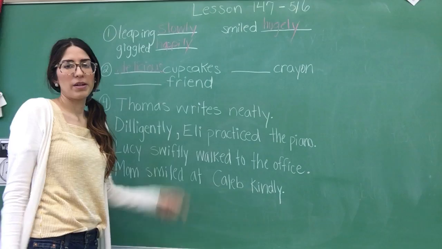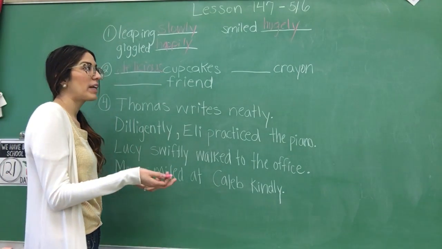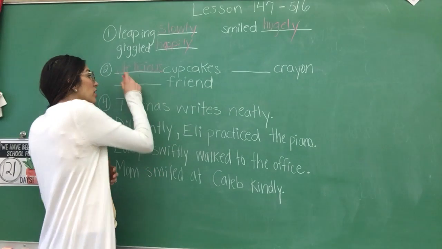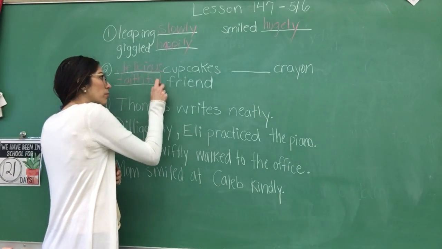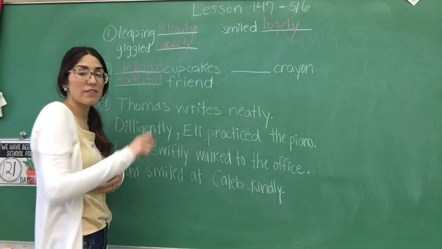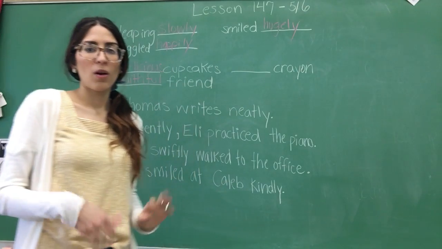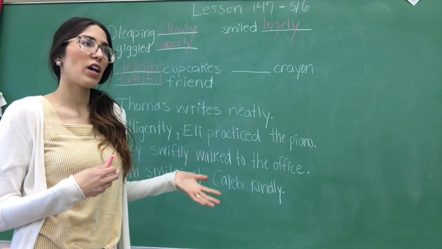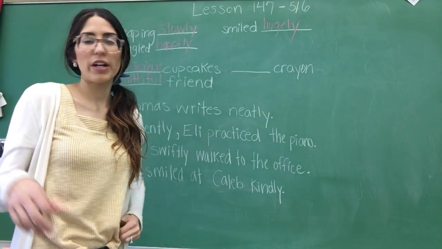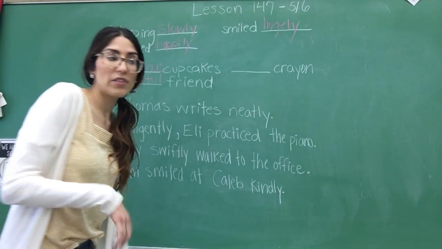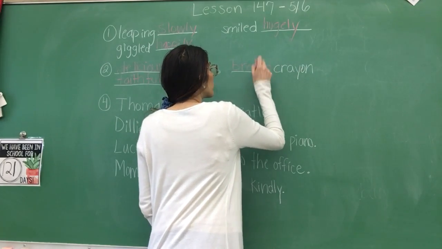Blank friend. Blank friend. So what kind of a friend? Maybe a faithful friend. A faithful friend. Makes me think of Jesus, right? Because he's a faithful friend. He's very faithful. Okay, and then blank crayon. What kind of crayon or how many crayons? We can put 2 crayons or 1 crayon or 6 crayons, or we can do a color, right? What kind of a crayon? Maybe brown? Sure. Why not?